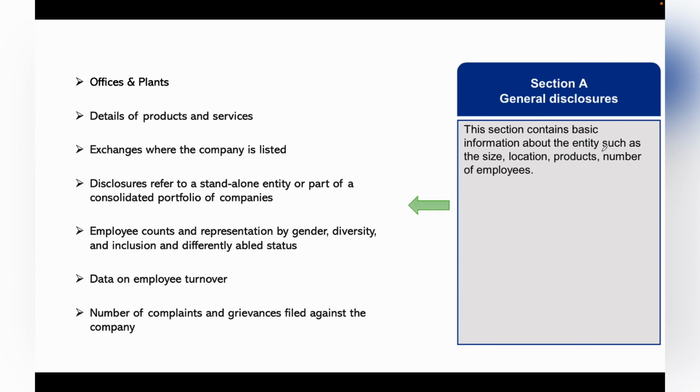Section A covers basic information about the entity, like the number of offices and plants, details of products and services, the exchange where the company is listed, like BSE or NSE, and also the disclosures related to whether it is a standalone entity or part of a consolidated portfolio of companies. It also covers employee counts and representation by gender, diversity, etc. Data on employee turnover, like the number of employees and the total revenue turnover. So turnover by number of employees will give employee turnover. Also the number of complaints and grievances which are received. So this is about the general disclosures.